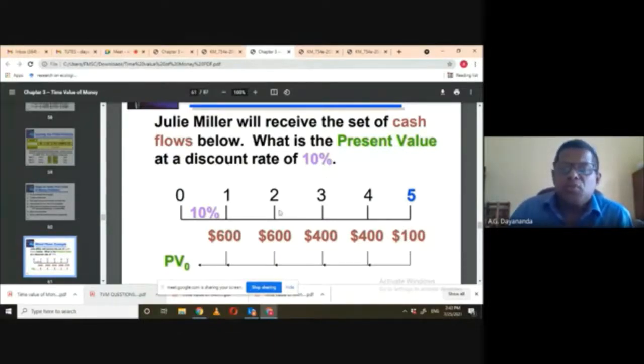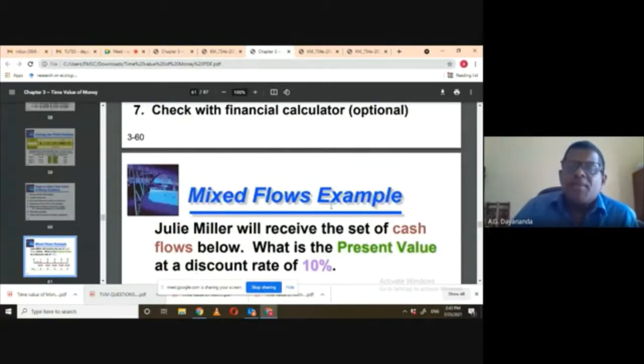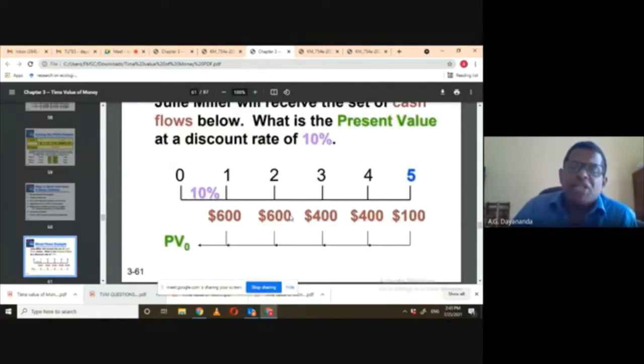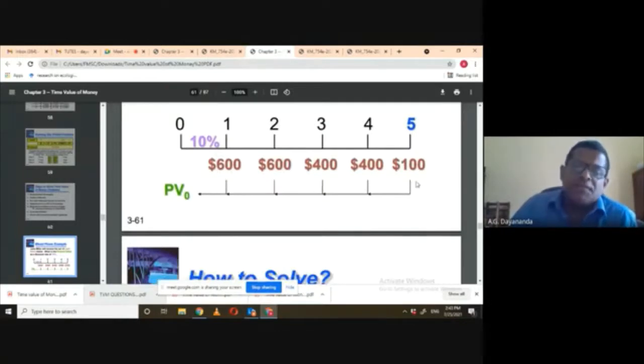Now, here the cash flows are given. First year end you are getting 600. Second year 600. Fourth year 400, and next year 400, and next year 100. So you will see the cash flows are not equal over these 5 years. First 2 years 600, second 2 years 400, and last year 100. So it's called mixed flows, unequal cash flows. You see, cash flows are not equal.